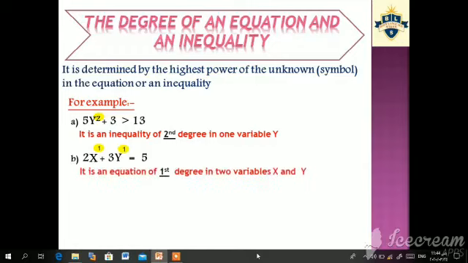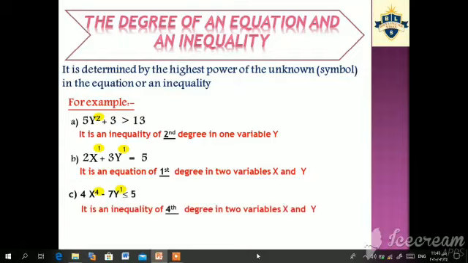It's an equation of first degree in two variables x and y. Letter C, 4x^4 minus 7y less than or equal to 5. This is an inequality of two variables x and y. What is the power of x? It is 4. And the power of y is 1. Which is greater, 4 or 1? Yes, 4. So this is an inequality of fourth degree in two variables x and y.